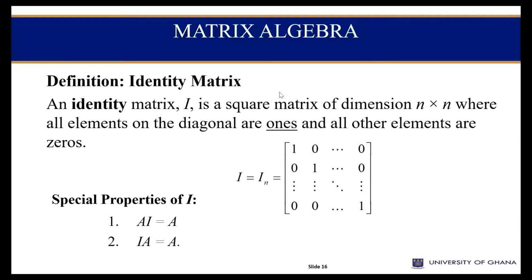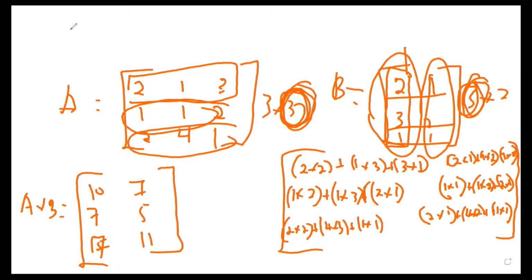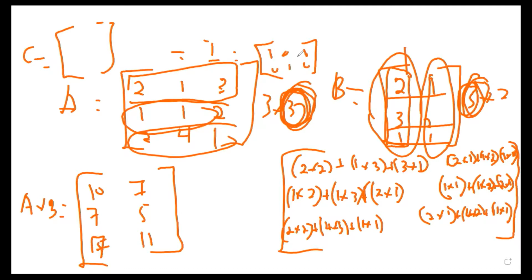To illustrate that, if I have a matrix called C, C is only called identity, which is I, if it is a square matrix, meaning that all the elements on the diagonal are 1. All other elements are 0. So I can have 1, 0, 0, 0, 1, 0. This is a square matrix.